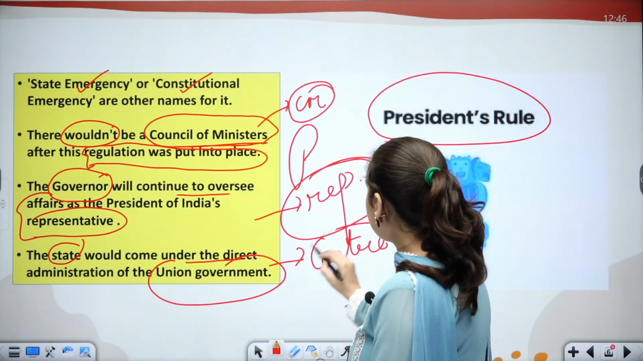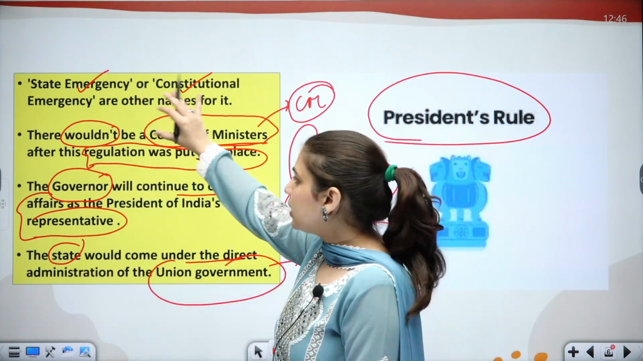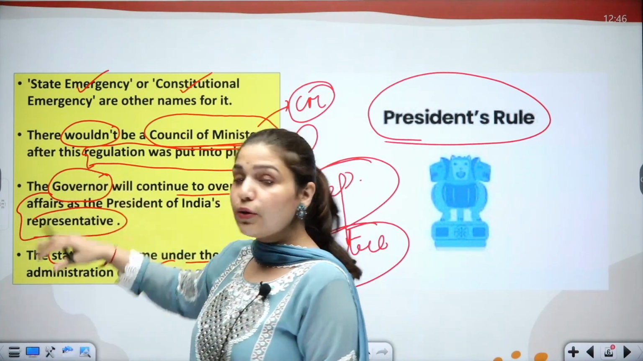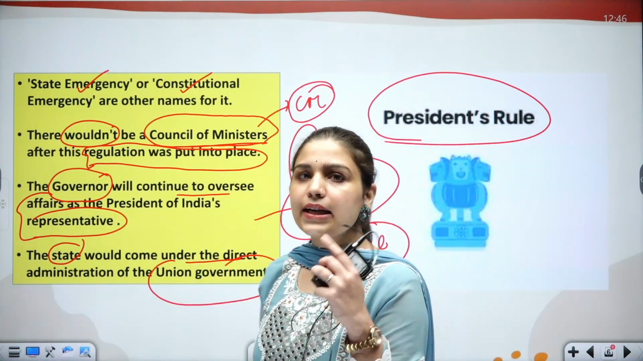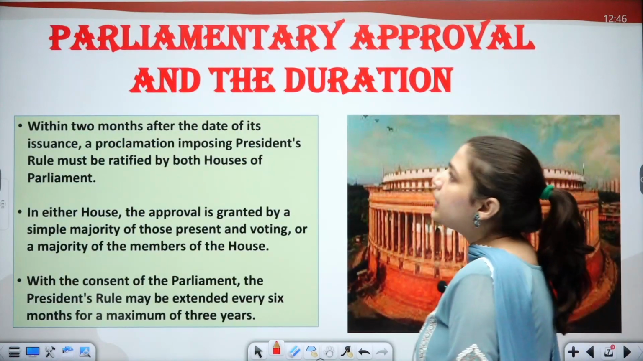The effects of president rule come later, but this is just a broad overview: it is known as state emergency, with no council of ministers after that. The governor would oversee all the affairs of that state, and the state would be under direct control or direct administration of the central government or our union government.